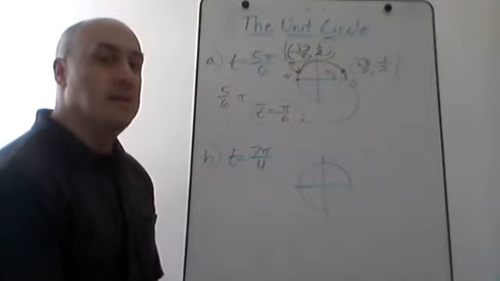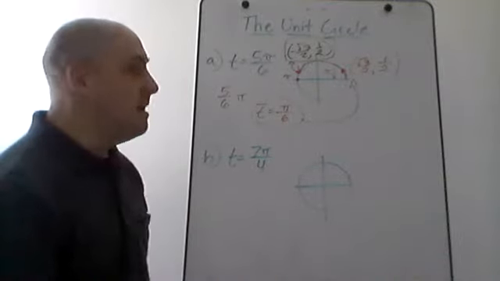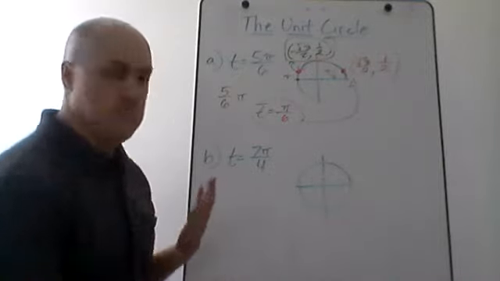The reason that works out, as far as just taking the values and making them negative, is because the unit circle, a circle, is symmetrical.